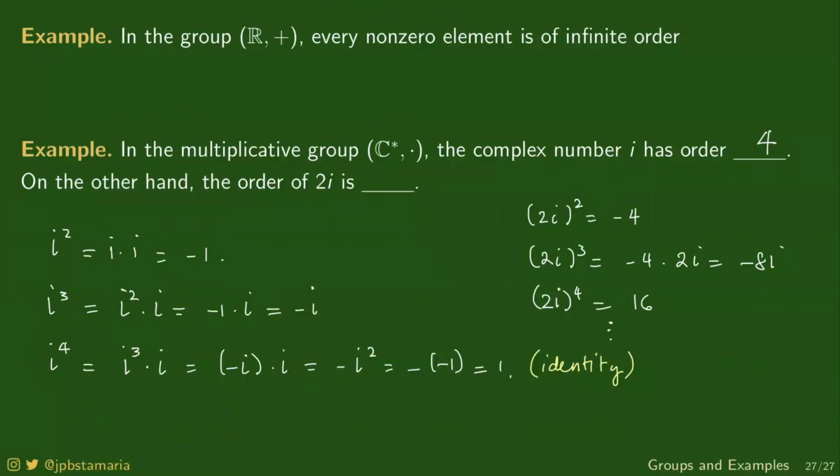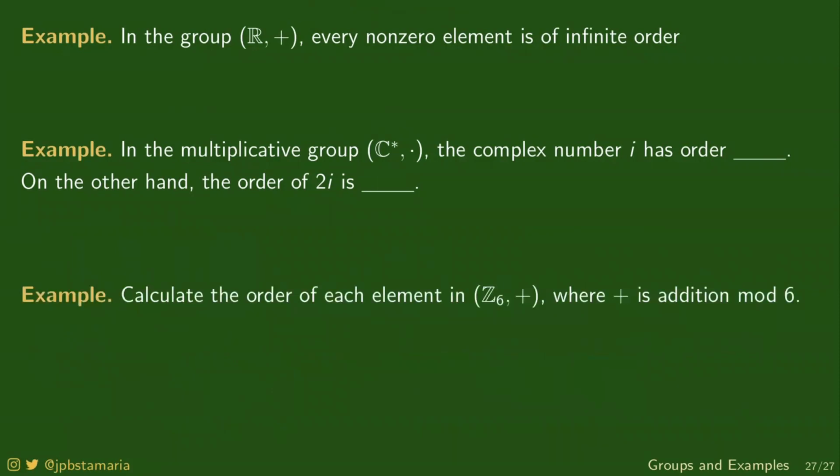Yung 2i ba babalik sa 1? Palagay nyo. Will this be ever equal to 1? Will a power of 2i be ever equal to 1? Never. Yes. Pag never, anong order? Infinite. Very good. You can write the word infinite or sometimes you can use the symbol infinity if you wish. Sabihin lang infinity, none of its positive powers will ever go back to the identity.